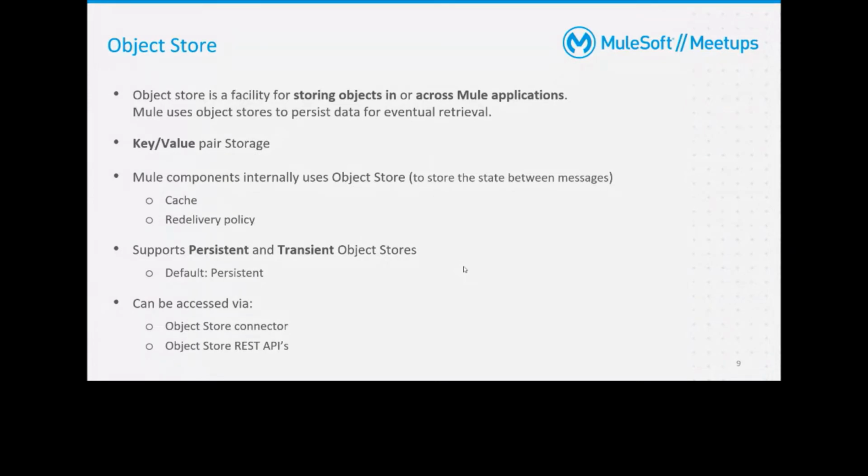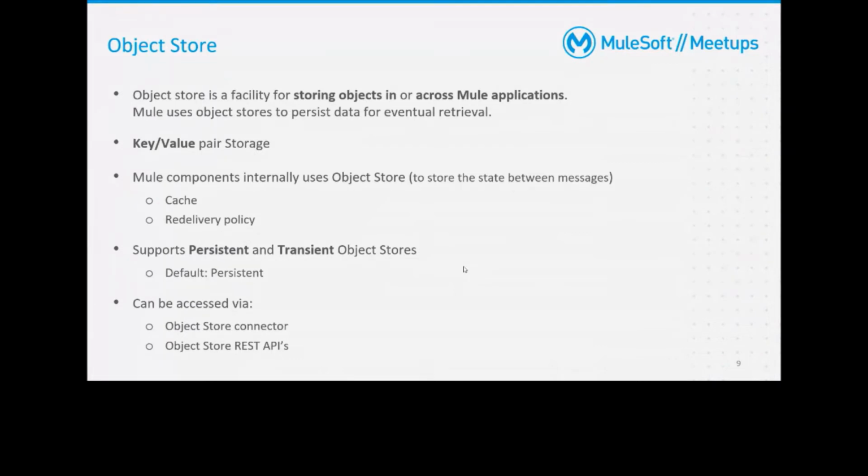So what is an object store here? An object store is a facility for storing objects across Mule applications, and we can persist it, save it, and eventually retrieve it whenever we want. The data is stored using a basic key value pair. There are many components in Mule that internally use object store, for example caching. For a cache strategy we can use object store, and also the redelivery policy, and many others we will be seeing in the further slides.